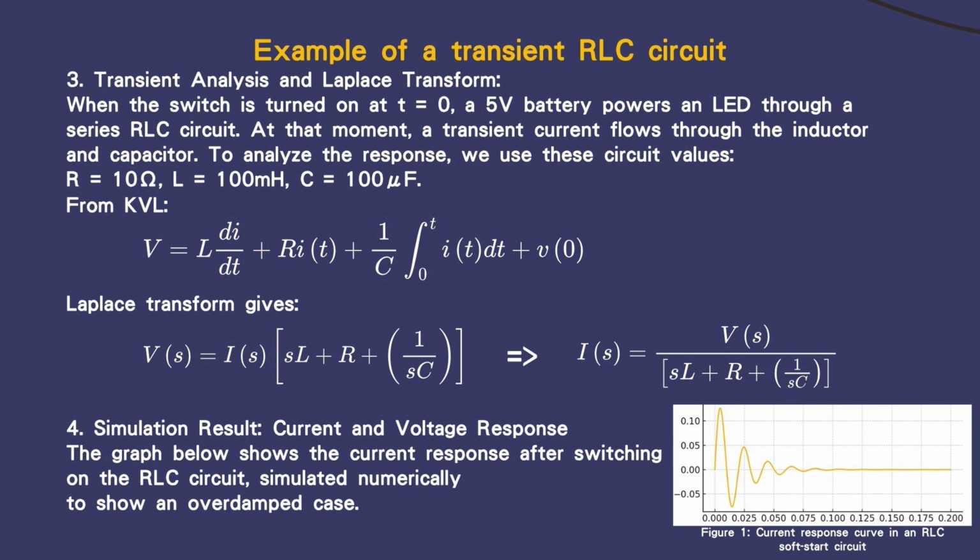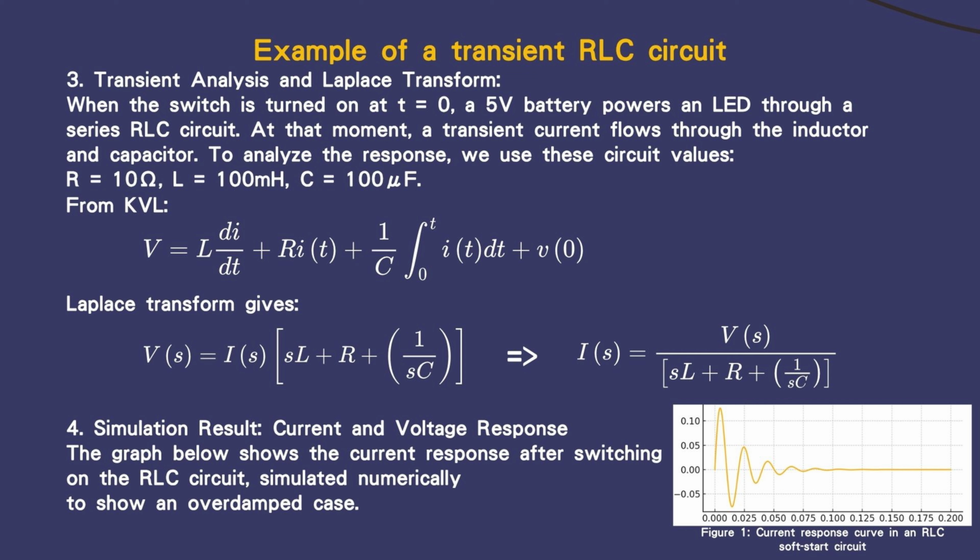Once the switch is closed at time t equals 0, a 5-volt battery powers the LED through the RLC circuit. At that moment, the system experiences a transient response, a short period of adjustment before reaching steady state. To analyze this response, we use the following values: R equals 10 ohms, L equals 100 millihenry, C equals 100 millifarad. Using Kirchhoff's voltage law, we get the time domain differential equation.